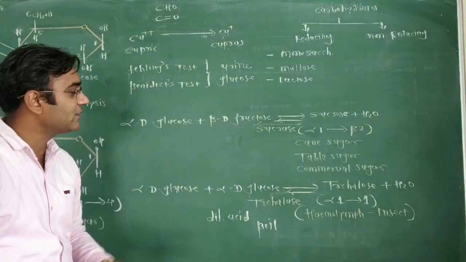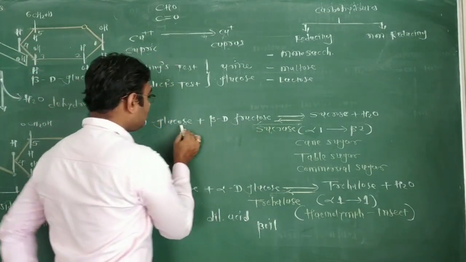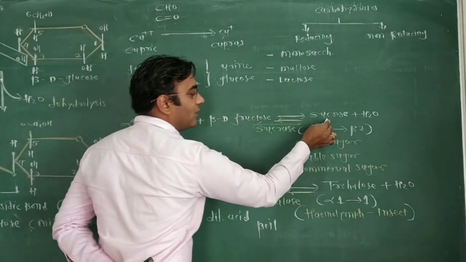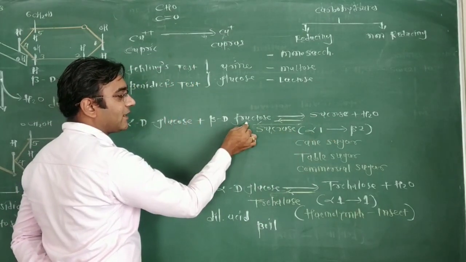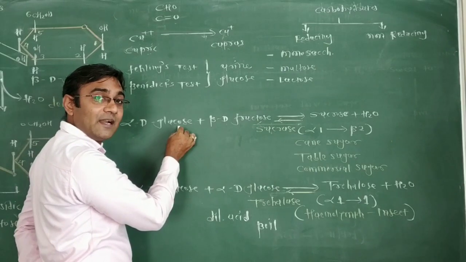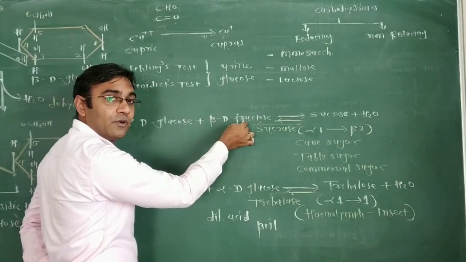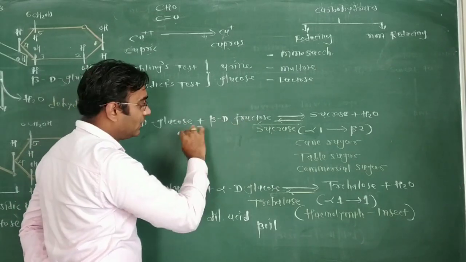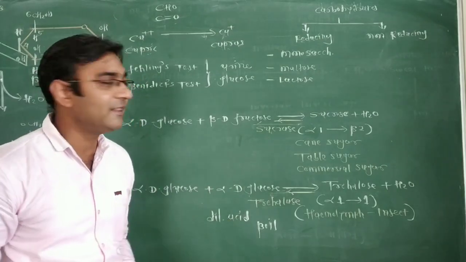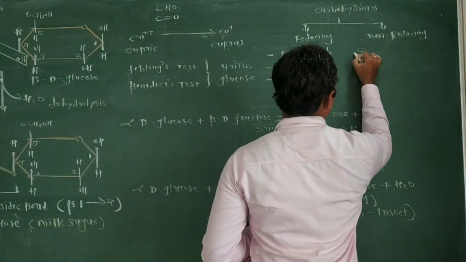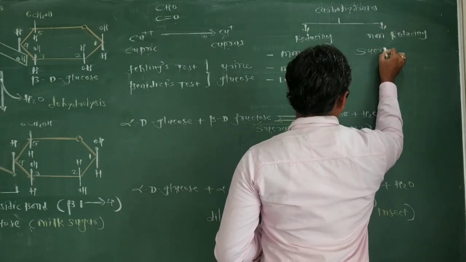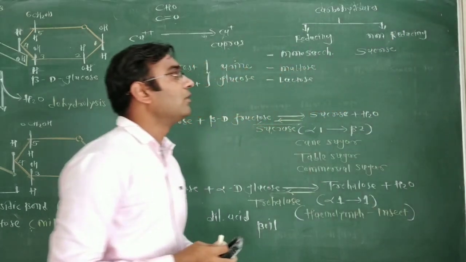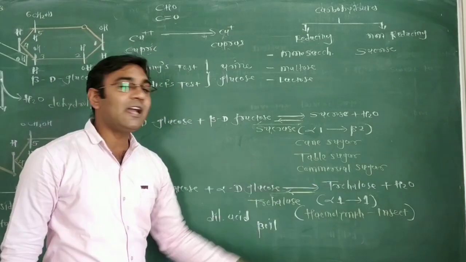Now non-reducing. See here, sucrose. How is sucrose prepared? Glucose first carbon is linked with fructose second carbon. Glucose first carbon having the aldehyde group is linked with fructose second carbon, the ketone group. Both groups are linked to each other, so not free. That's why sucrose is an example of non-reducing sugar. In the same way, check trehalose.